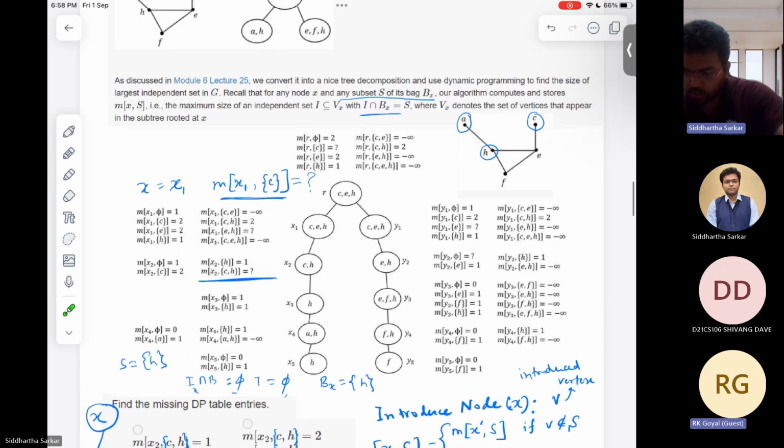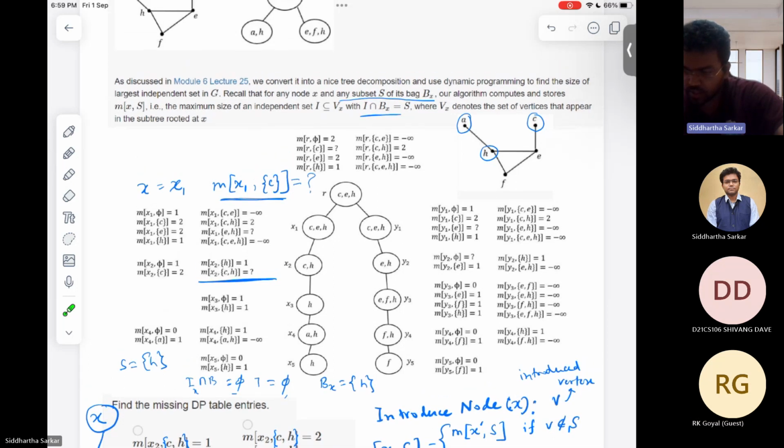I hope you are able to see. They are saying that the independent set and the bag should intersect such that the intersection is exactly S. In this case the bag is CEH, so B of X is CH, and the independent set is A comma E. They are intersecting at E only, so E is the intersection. That is the reason the definition is true, but the value comes out to be 2.